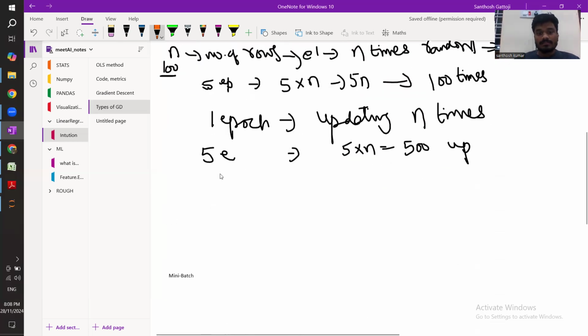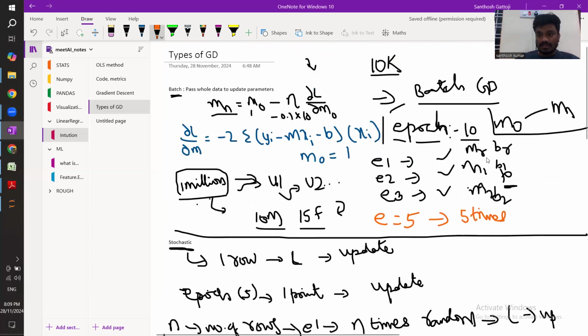But coming here, as I said, in each epoch it will do 100 times. Updating is 100 times, calculating the loss. But here, if the number of rows is 100, then in epoch 1, in batch, what will happen? It is using all 100 rows.